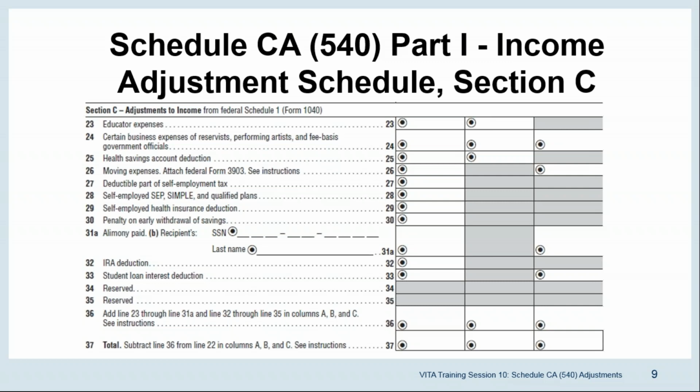Line 36, add lines 23 through line 31A and line 32 through line 35. Line 37 is your total. You will subtract line 36 from line 22. This should match your Federal 1040 line 7. This information should flow to the California Schedule CA 540 from the entries made in the Federal section of TaxSlayer.